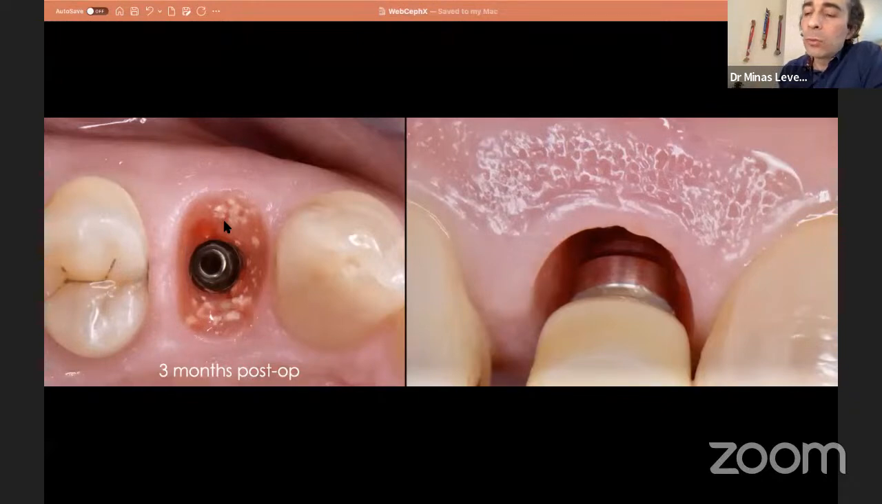And this is another reason why I like to use resorbable synthetics, because I know that after a few months, those particles will be totally replaced by connective tissue. And by doing this, we kept the volume, we kept the anatomy. We can see the morphology here. The topography is excellent.